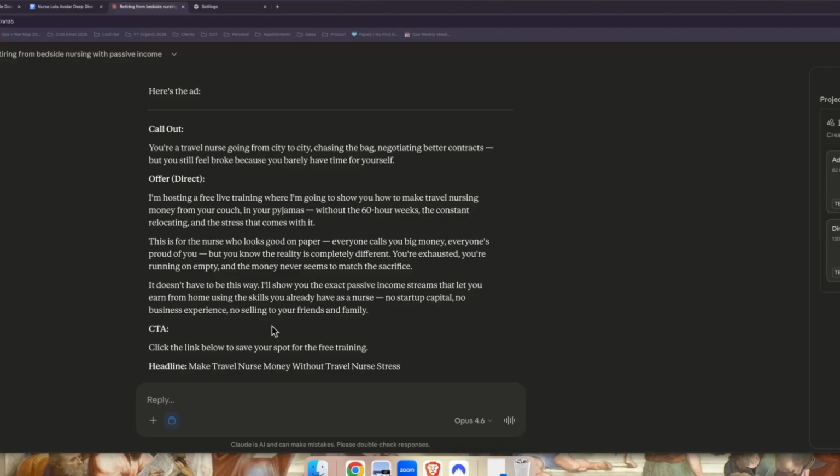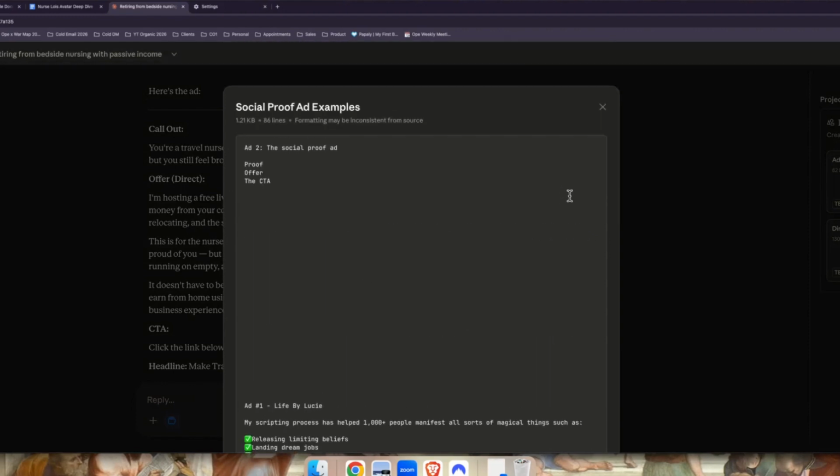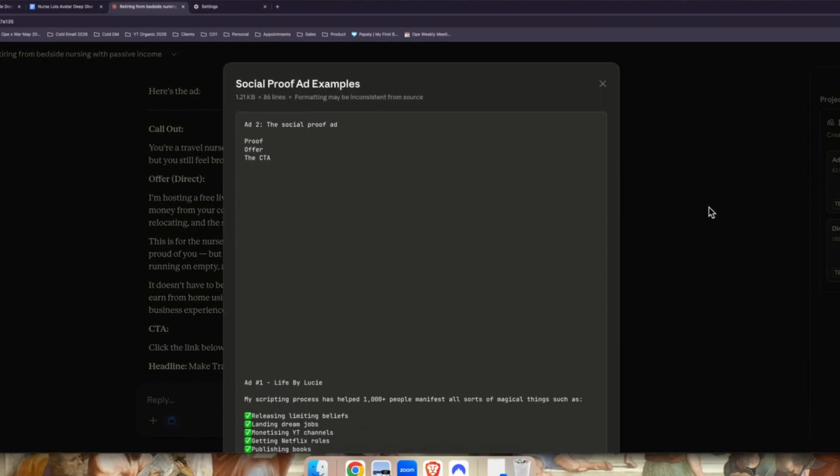Before I start this one, I am going to quickly read through the guidelines and the examples just to refresh my brain on how this actually works. And then we are going to write some social proof ads. Again, you're going to basically give Claude the thought process behind this, and then have it execute. And then you make minor edits and then you're good.